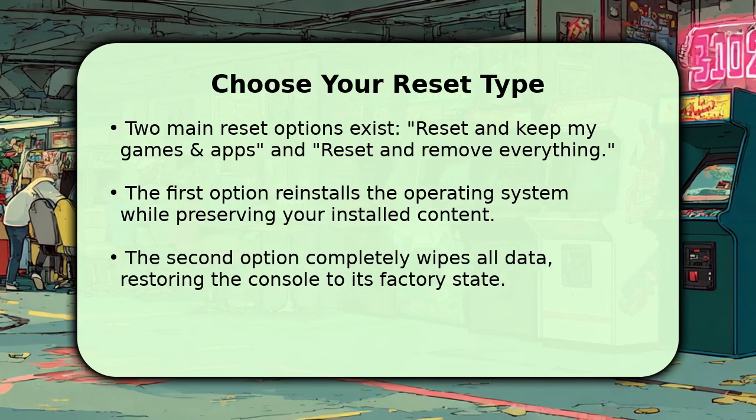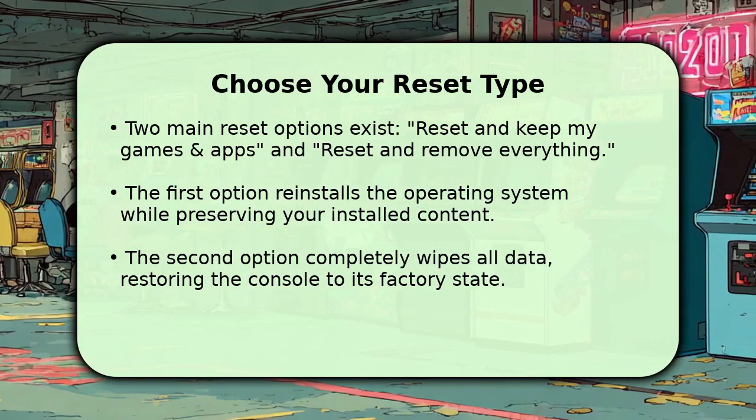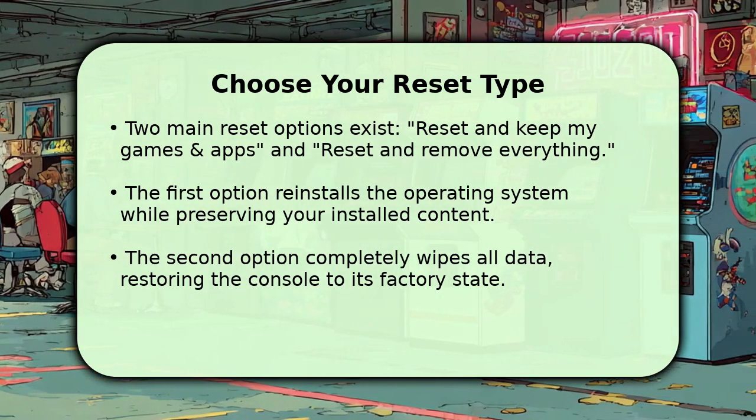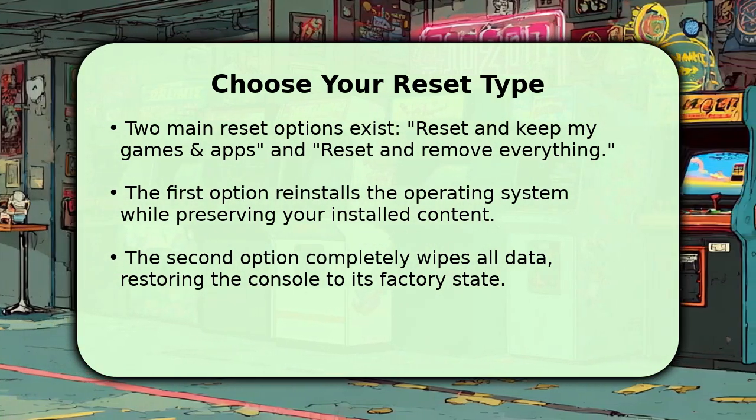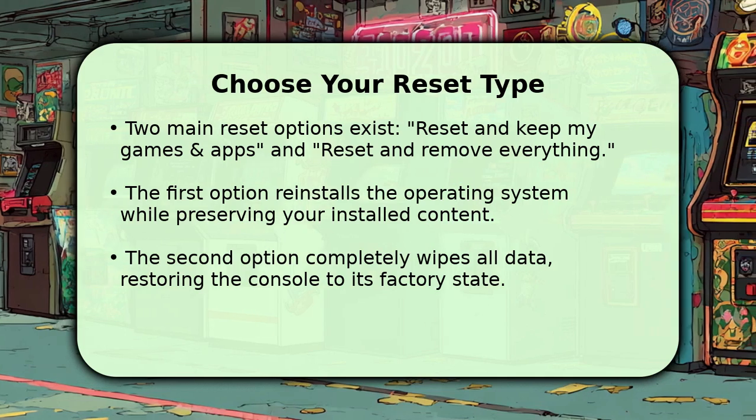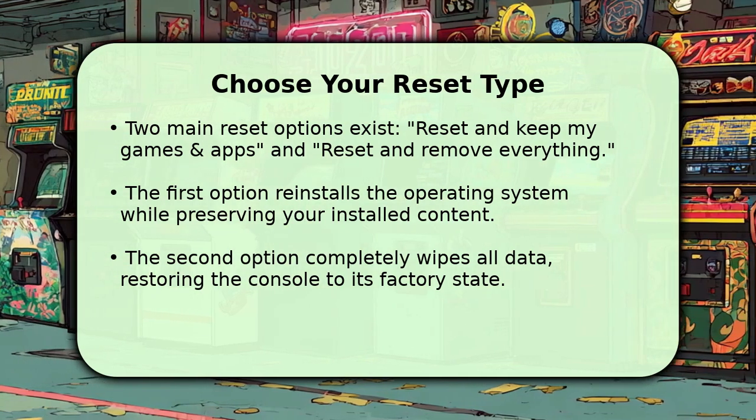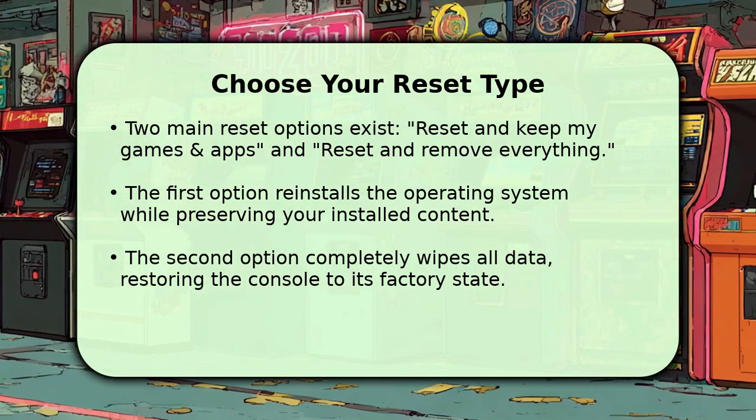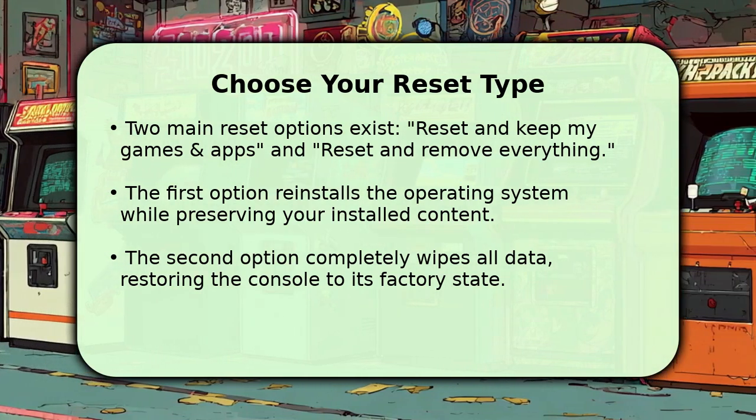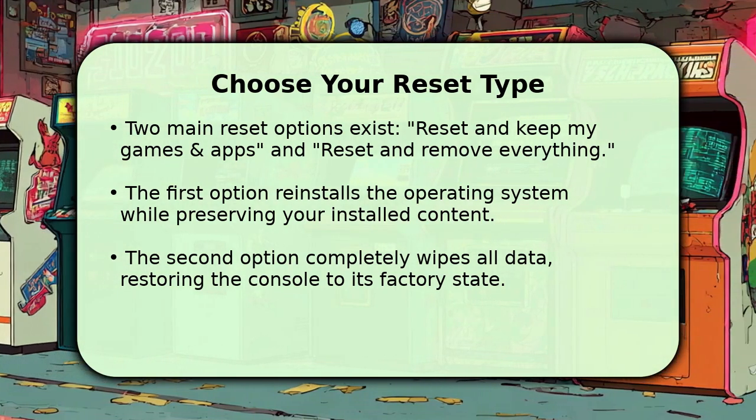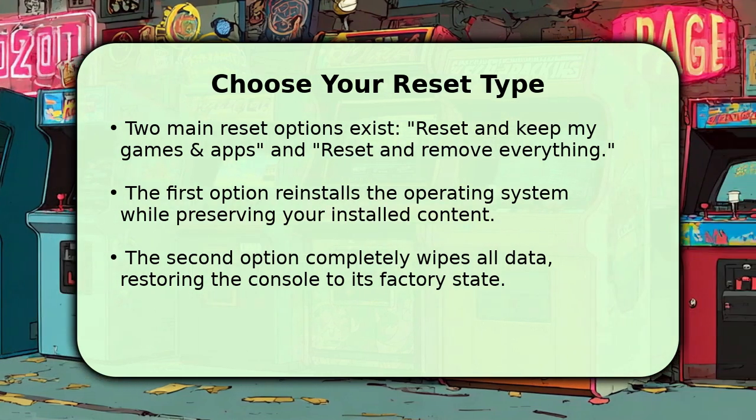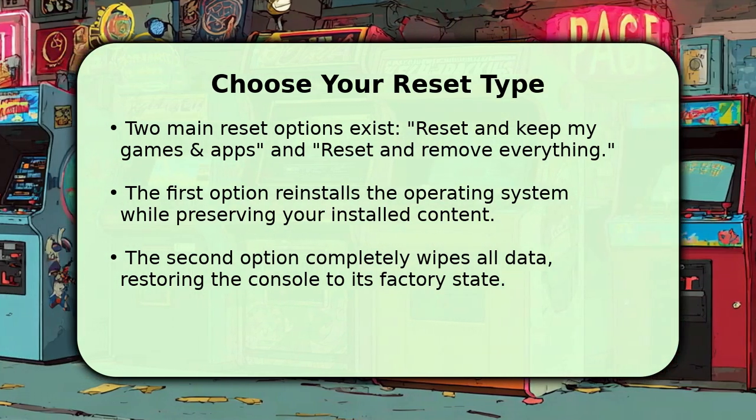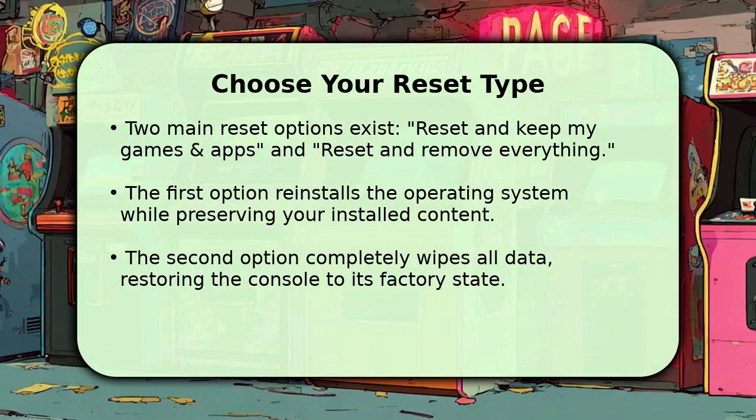When resetting your Xbox One, you have two distinct choices to consider carefully. Reset and Keep My Games and Apps is ideal for resolving software issues without the hassle of redownloading large game files. Conversely, Reset and Remove Everything performs a full factory reset, deleting all user accounts, saved games, and settings. Choose this option if you are experiencing severe system problems or preparing to sell your console to someone else.